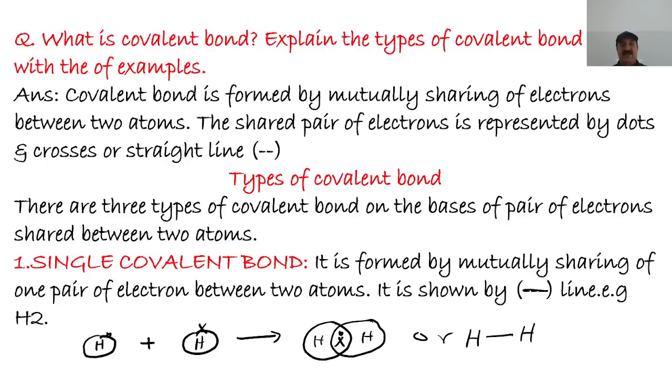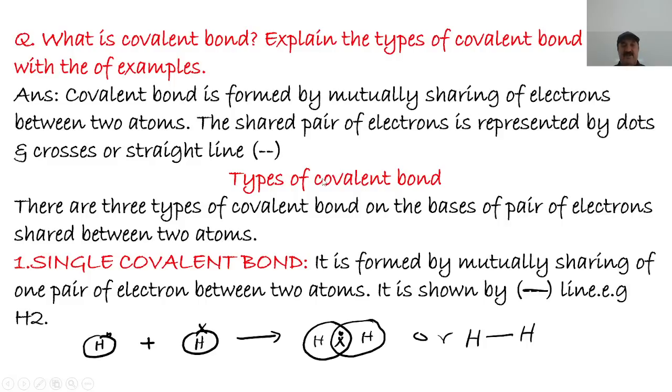Now the next question is, what is covalent bond? Explain the types of covalent bond with the help of examples. In a covalent bond, electrons are shared between 2 atoms. A covalent bond is formed by mutually sharing of electrons between 2 atoms. The shared pair of electrons is represented by dots or crosses or straight lines like this.